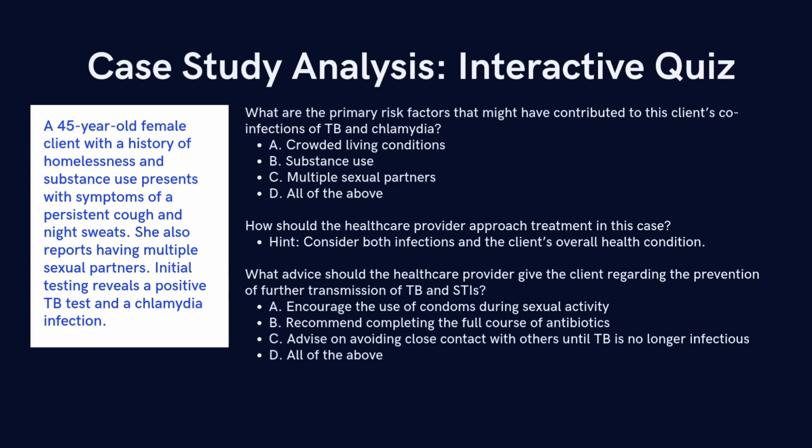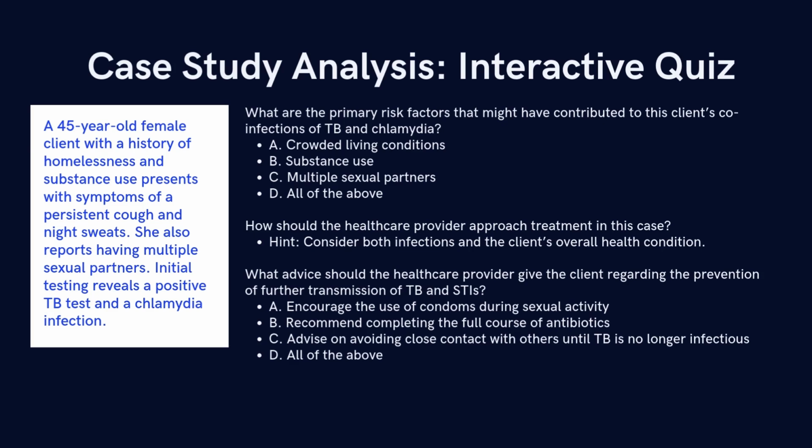The scenario is a 45-year-old female with a history of homelessness and substance use presents with symptoms of a persistent cough and night sweats. She also reports having multiple sexual partners. Initial testing reveals that she has a positive TB test and a chlamydia infection.